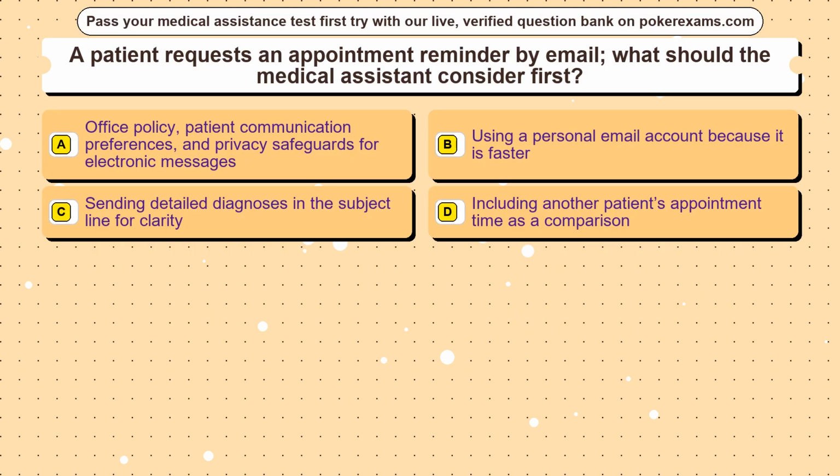Question 1. A patient requests an appointment reminder by email. What should the medical assistant consider first? Option A, office policy, patient communication preferences, and privacy safeguards for electronic messages.